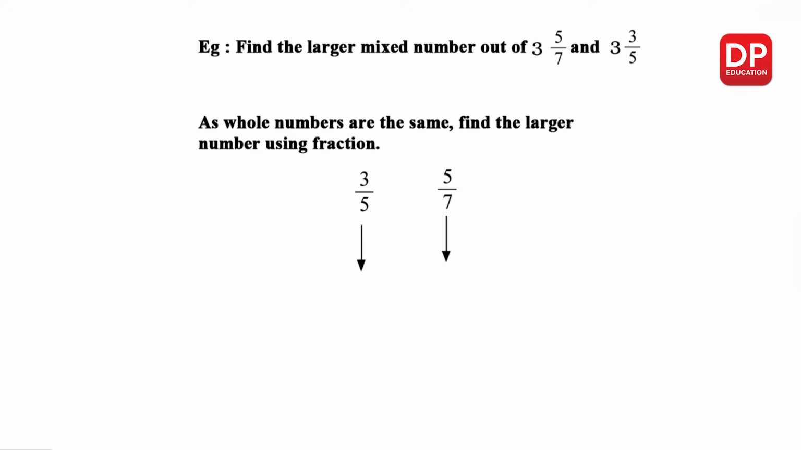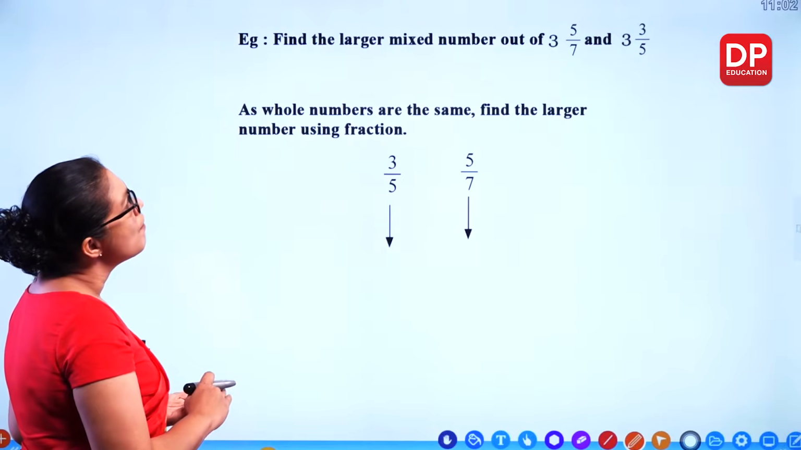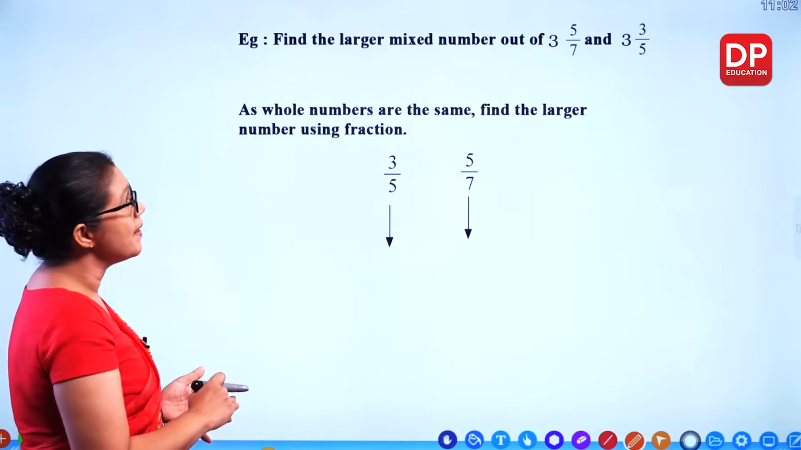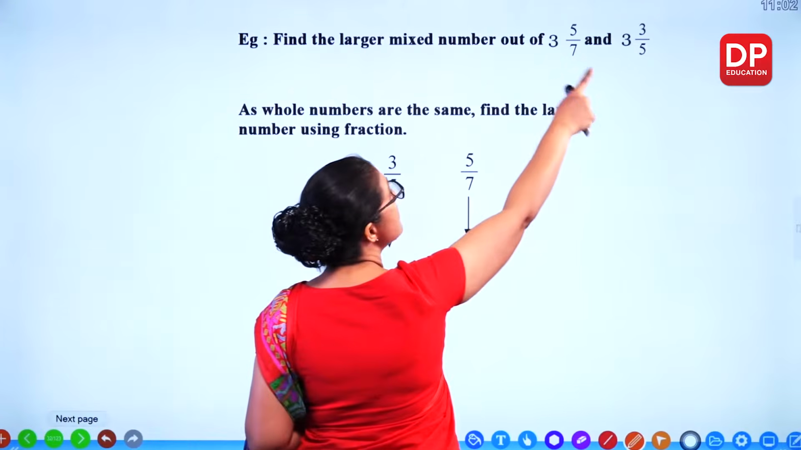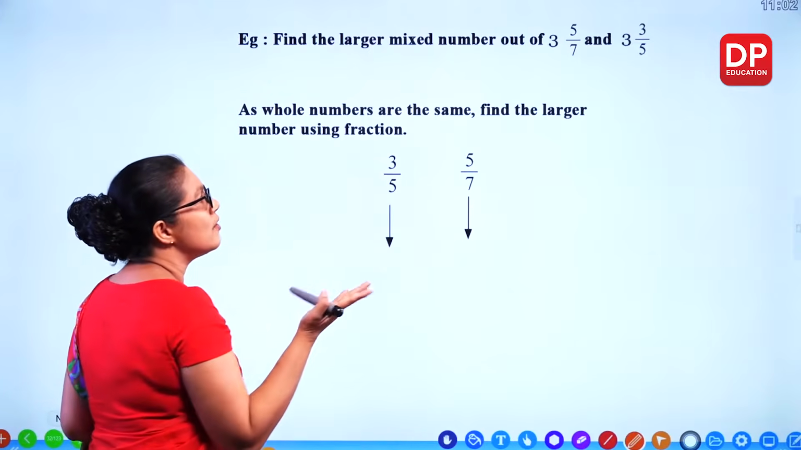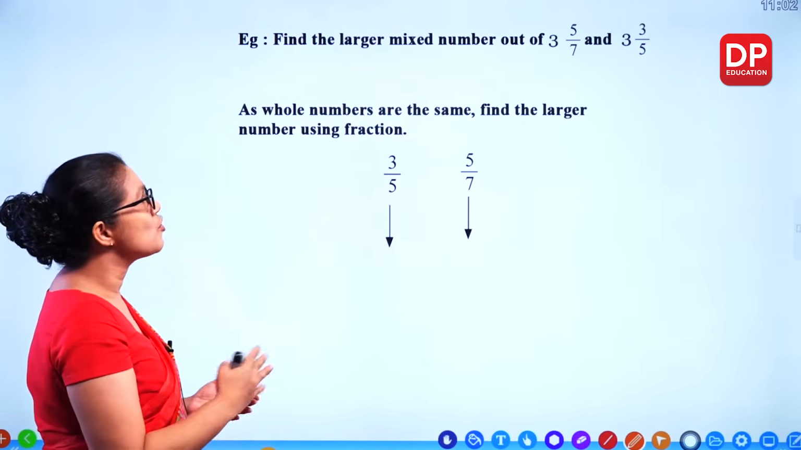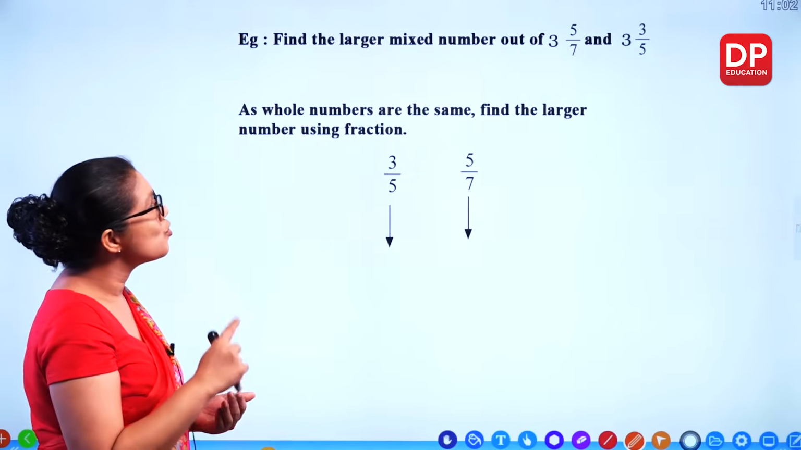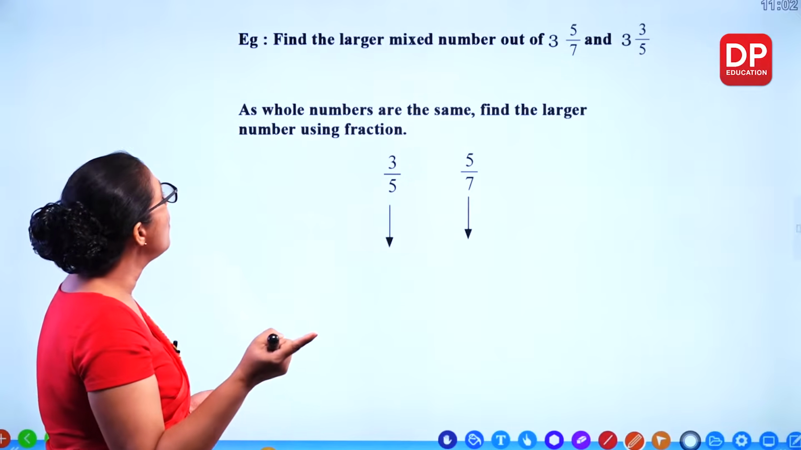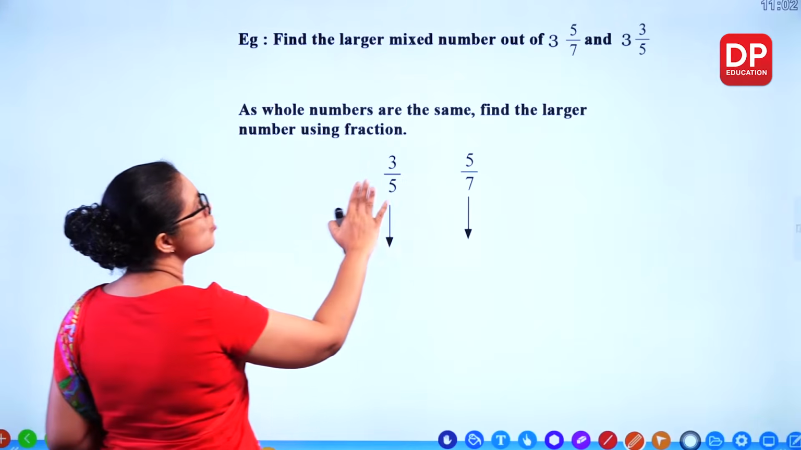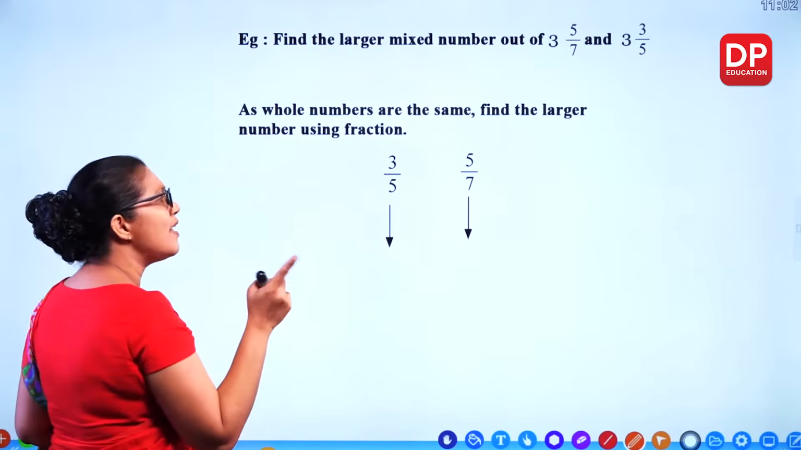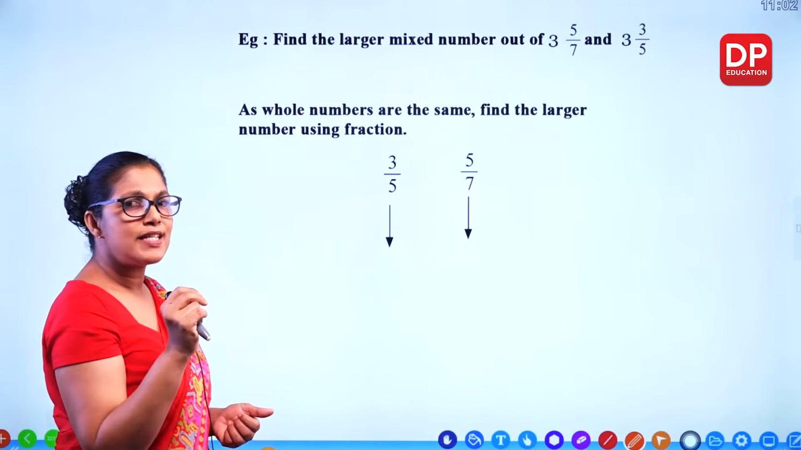Find the larger mixed number out of 3 5/7 and 3 3/5. Now what's happening? Here, the whole number is the same. You can't say which one is bigger only by looking at the whole number, so you have to look at the fraction now. What are the fractions? 3/5 and 5/7. How do you compare these fractions?